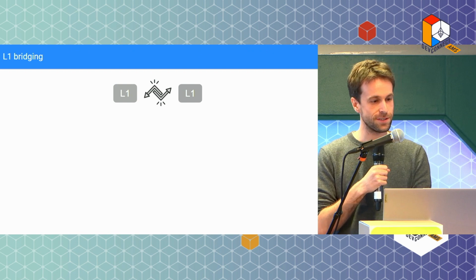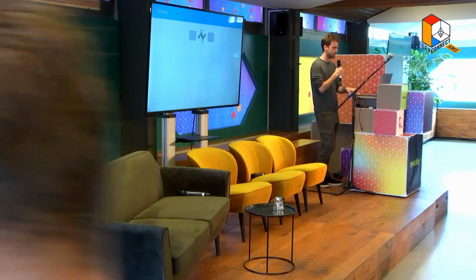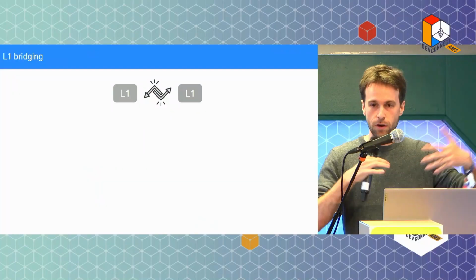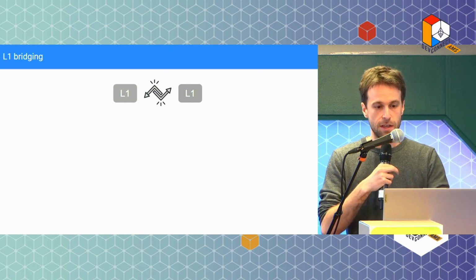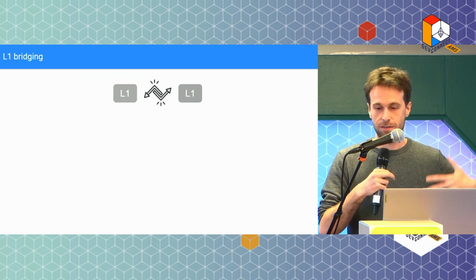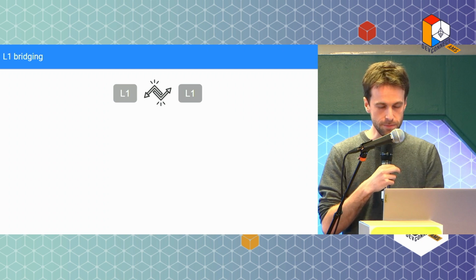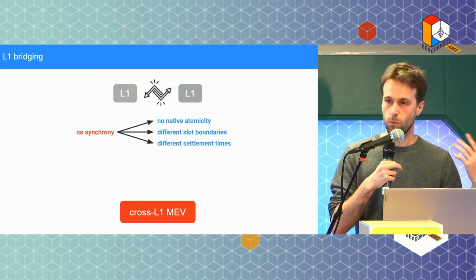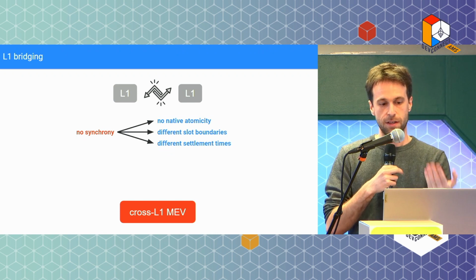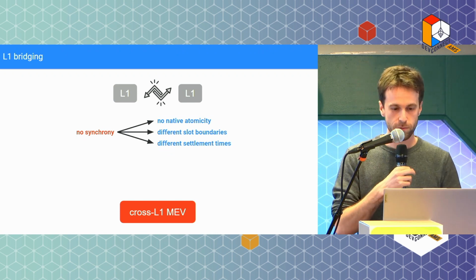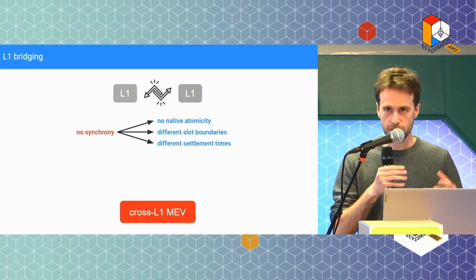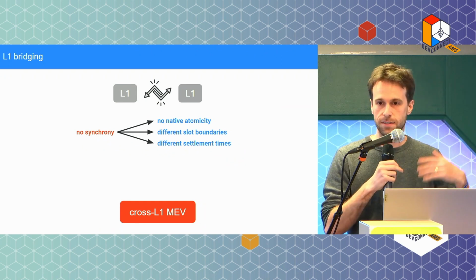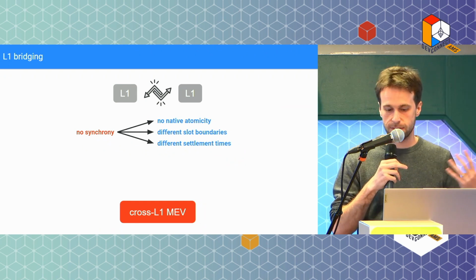Okay, what is another source of MEV that comes from layer 1? Basically, it's the fact that layer 1 is not scaling. And so there's a lot of overflow, which means that there's this demand for other layer 1s, and then you need to build bridges, and these bridges inherently bring a lot of friction and MEV. So what are some of the fundamental limits of bridging between layer 1 and layer 1? You don't have this nice synchrony. You don't have the same slot durations, the same slot boundaries, the same settlement times, this nice atomicity.